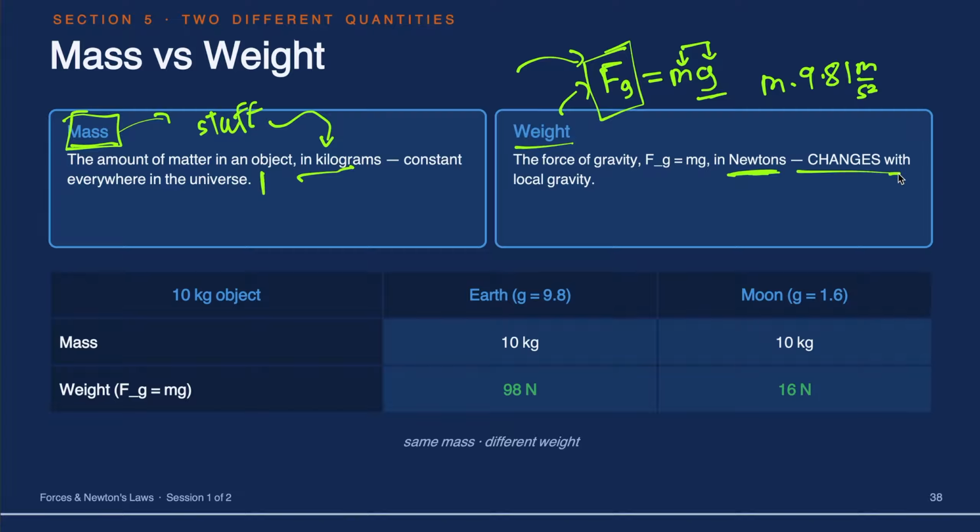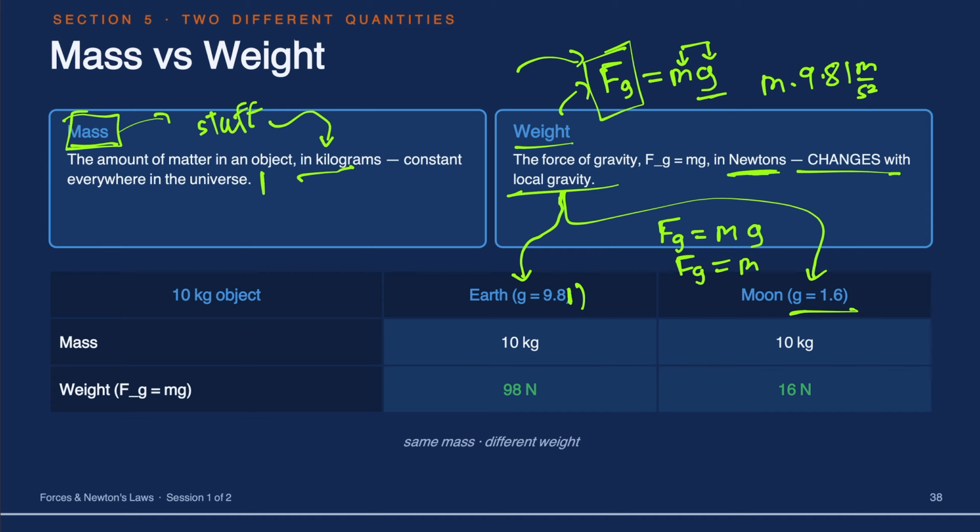Weight changes with local gravity. Local gravity means, for example, Earth's acceleration due to gravity is 9.81 meters per second squared. But on the moon, g is equal to 1.6. So Fg equals mg would be different, because you'd have to multiply by a different g. So if you had m equal to 10 kg here, Fg is equal to 10 kg times g, and g could be 9.81, which would give you a larger value, or it could be 1.6, which gives you a smaller value.